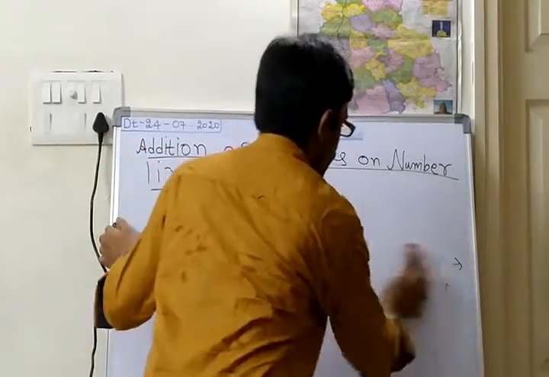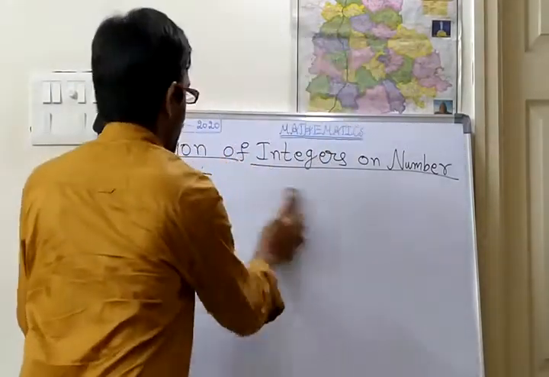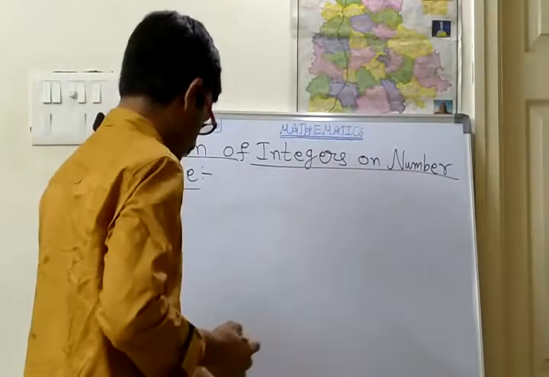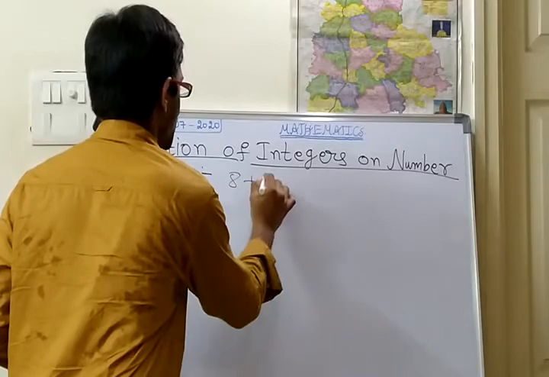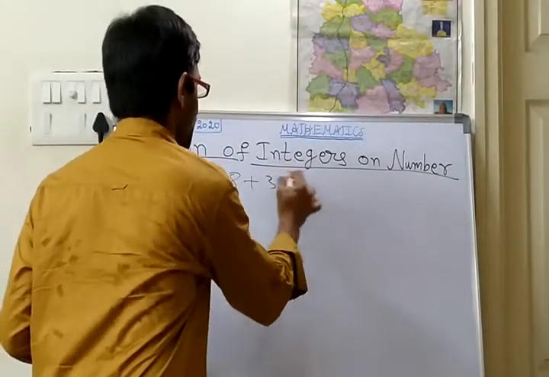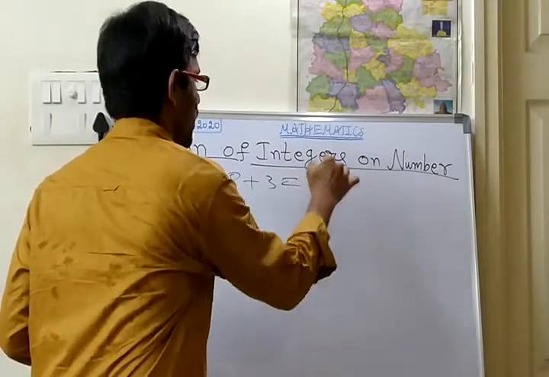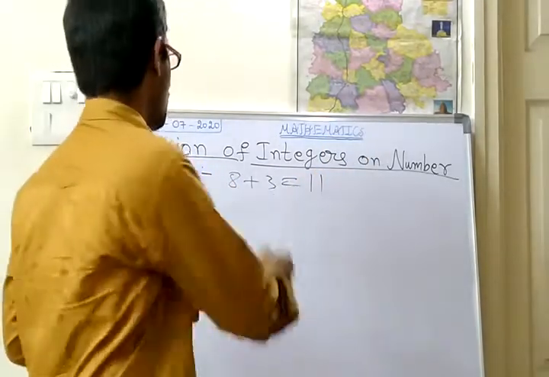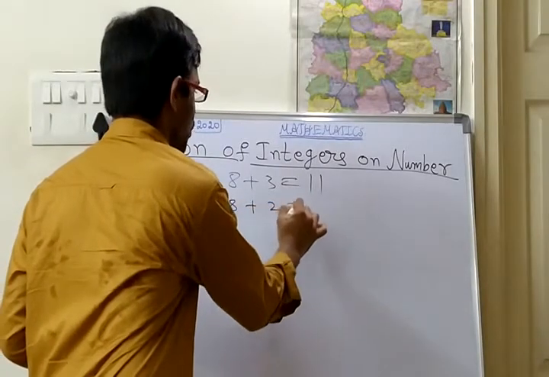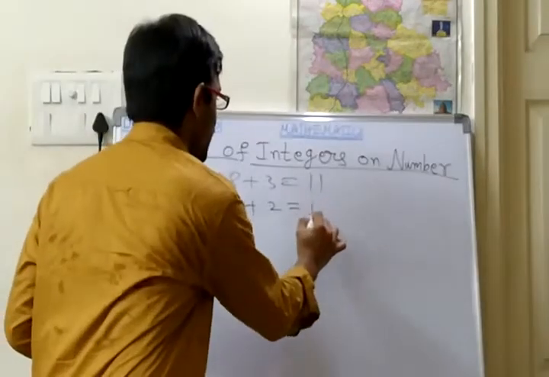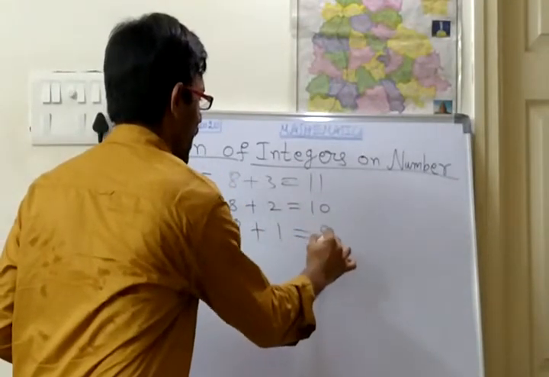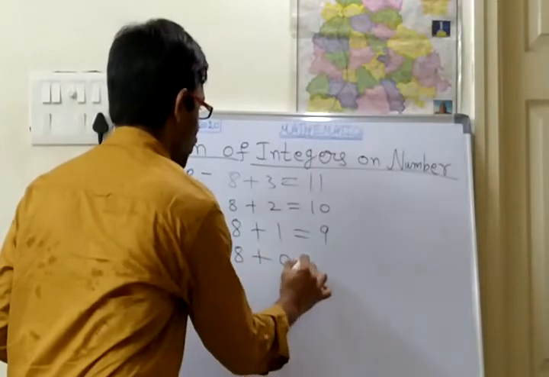Before that, here is an interesting observation. Suppose I am adding 8 plus 3. What is 8 plus 3? 8, 9, 10, 11. It is 11. Now suppose I am adding 8 plus 2. What will happen? It is 10. 8 plus 1 is 9. 8 plus 0 is 8.